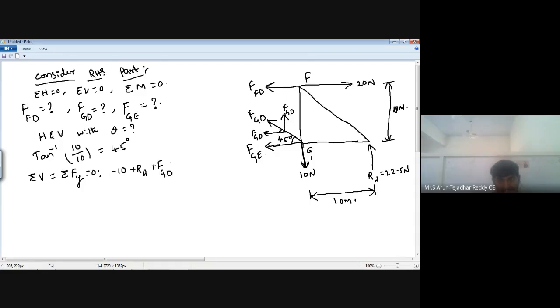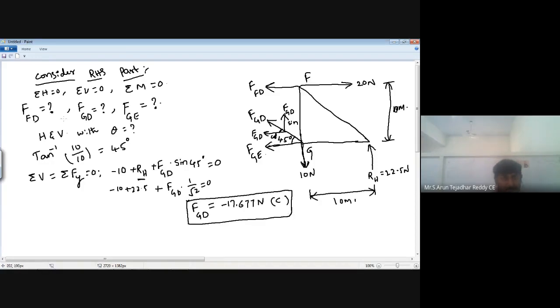If your angle is here, then it is cos. Here you can take the opposite direction, that is sine. FGD sine 45 degree is equal to 0. Already RH we know that is 22.5, plus FGD sine 45 is 1 by root 2. Then we'll get the FGD value, that is minus 17.677 Newton. Minus means it's a compression.